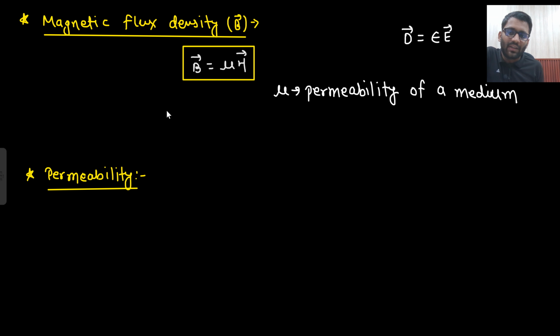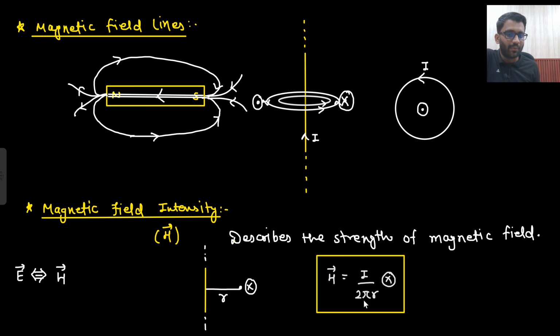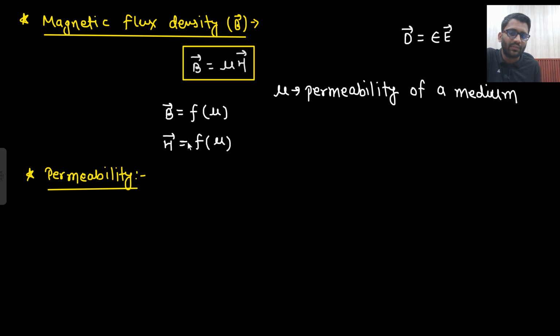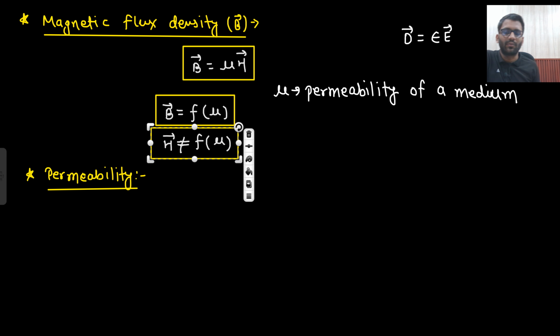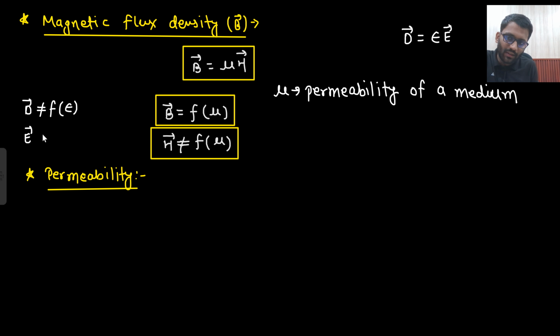Now tell me one thing. Is B a function of mu, or is H a function of mu? H is not a function of mu, because there is no use of mu in its formula. But B is a function of mu. In the electric case it was opposite: D was not a function of epsilon and E was a function of epsilon. It is kind of irrelevant for you, but you should know these things.